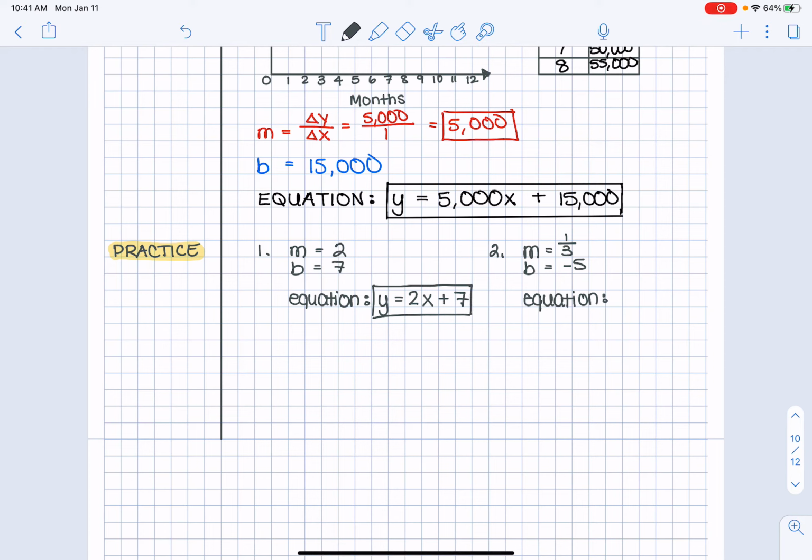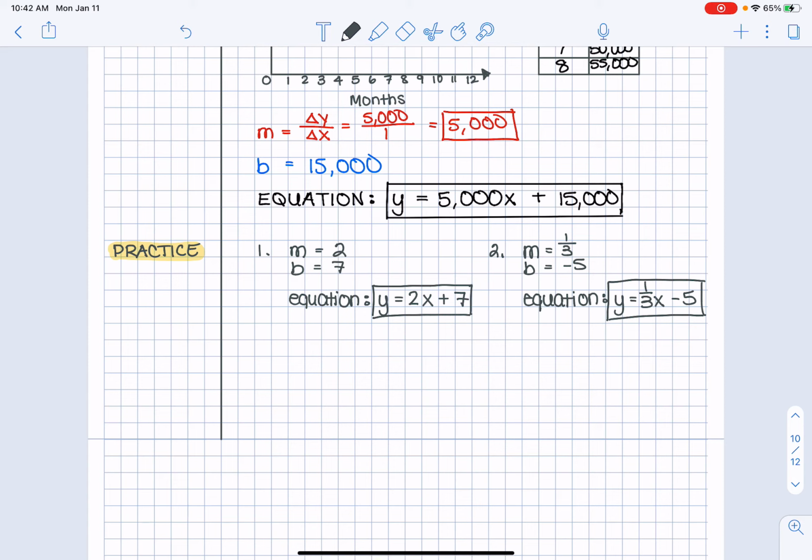Okay? For problem number 2, it's a little tricky here. Our m is 1/3. It's a fraction. So 1/3 x. And instead of plus 5, this is a negative number. We're going to say -5. And that should have been your answer for number 2. Okay?